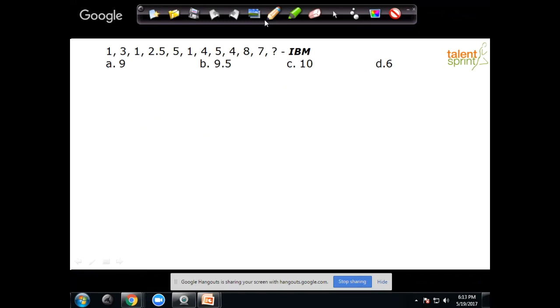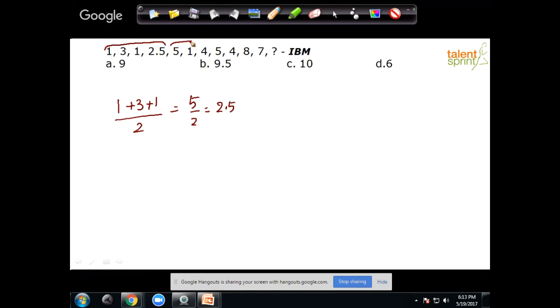Okay, somebody is saying 9.5. Teja is saying 9.5. Okay, let's solve it. These four numbers form a pattern. If you see, 1 plus 3 plus 1 divided by 2, that is equal to 5 by 2, that is equal to 2.5.